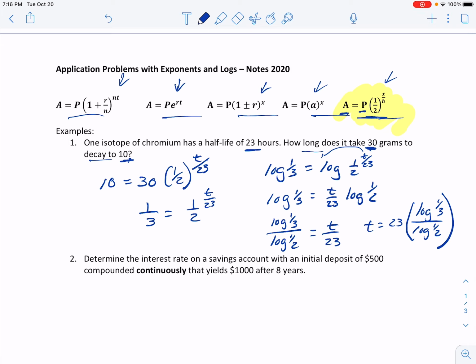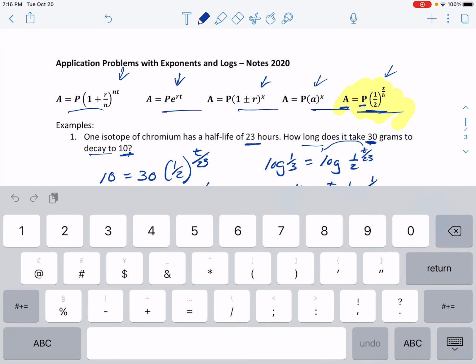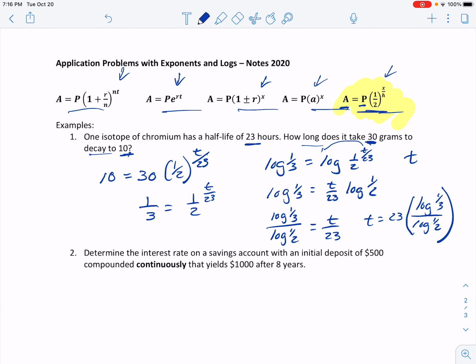Let's do that. Let's see. Log divided by log times 23. T is equal to 36.45 years. Nope, hours. Okay, this was hours.